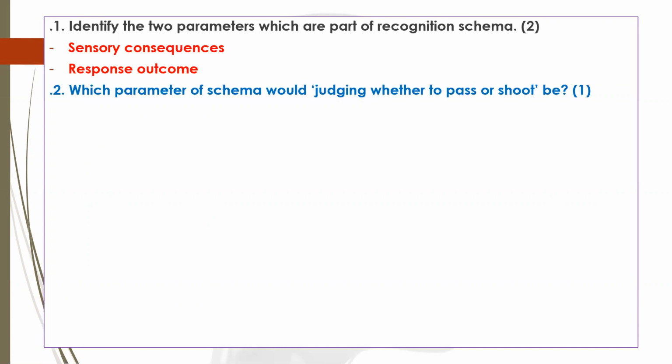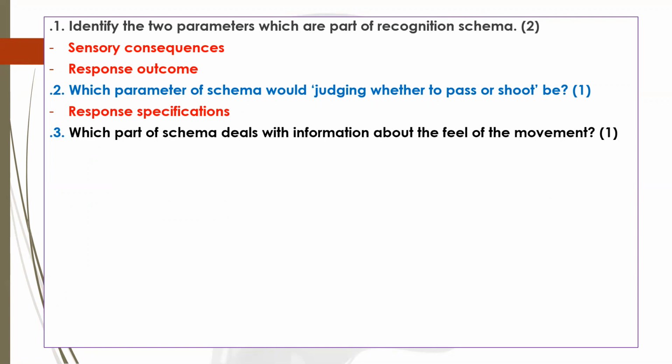Second question, which parameter of schema would judging whether to pass or shoot be from? And that would be response specifications. And again, what do you think that is to do with? So response specifications, that's information about what you actually do. So you're assessing your available options and then deciding what the actual appropriate response is.